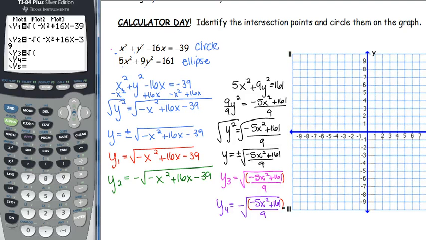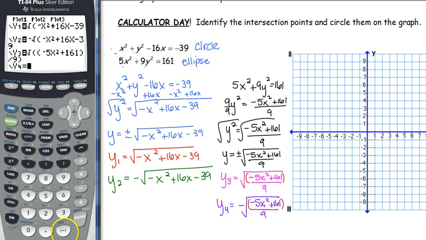Some of you that had the new software, it automatically makes it into a fraction for you, so don't worry about that. So we've got the square root of, we add a parenthesis, so if you have the old software, you should have two parentheses there. A negative 5x squared plus 161. Close out that parenthesis, showing that you've got the top of your fraction, divided by 9. So you have this set of parentheses to close out the numerator, and then you do a closed parenthesis that closes out the square root. The last parenthesis is not necessary.